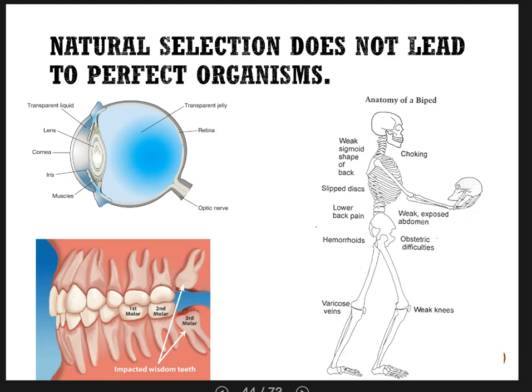So let's start out with the eyeball. We've got this beautiful thing that helps us see, right? But did you know that you have a blind spot in your eye? This region right here is the retina, and going through the middle of the retina is the optic nerve. And it turns out that because the optic nerve goes through the retina, there's a region of your eyeball that literally can't see anything.